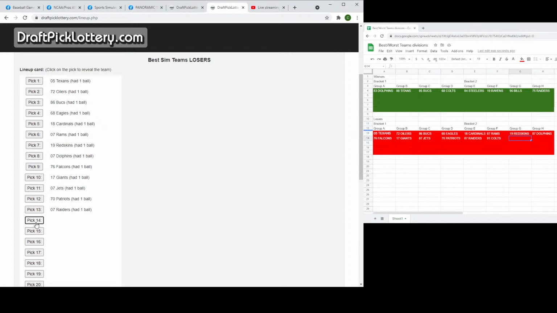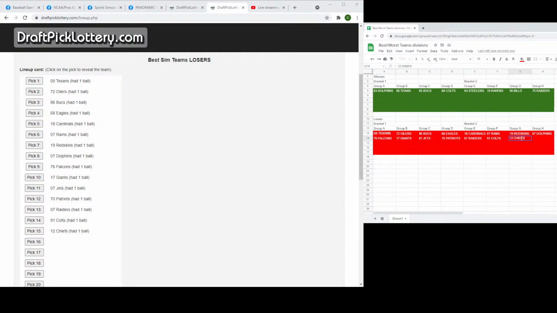Group G. Yeah, 91 Colts. How did I get the 91 Colts? I had picked 14. Oh, I see. It went on and off. I'm like, what the heck? I wasn't psychic. The 12 Chiefs. Now, this is not bad.